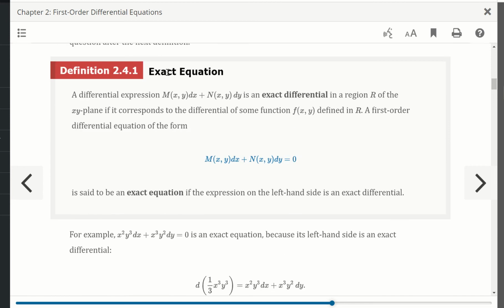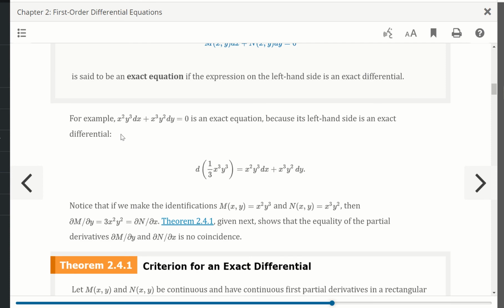This brings us to the definition of an exact equation. A differential expression M of x comma y dx plus N of x comma y dy is an exact differential in a region R of the xy plane if it corresponds to the differential of some function f of x y defined in R. A first order differential equation of this form is said to be exact if the left-hand side is an exact differential.